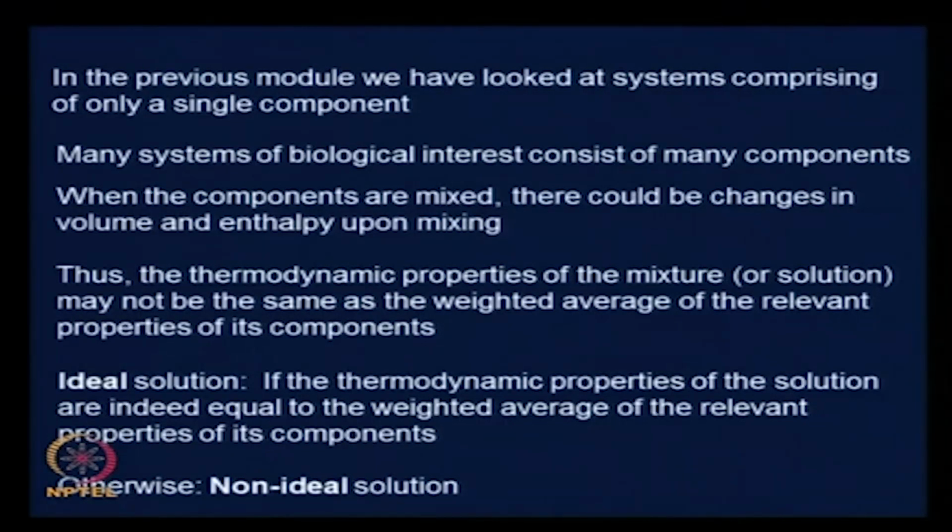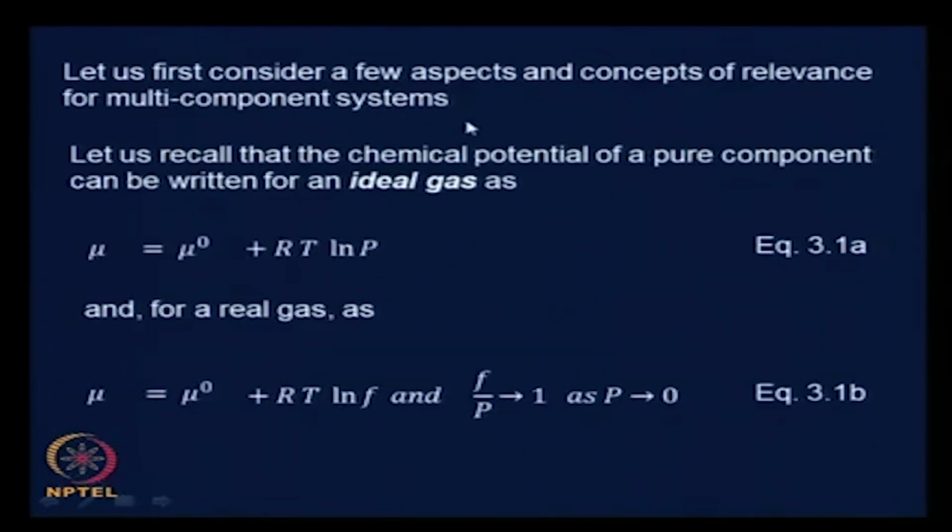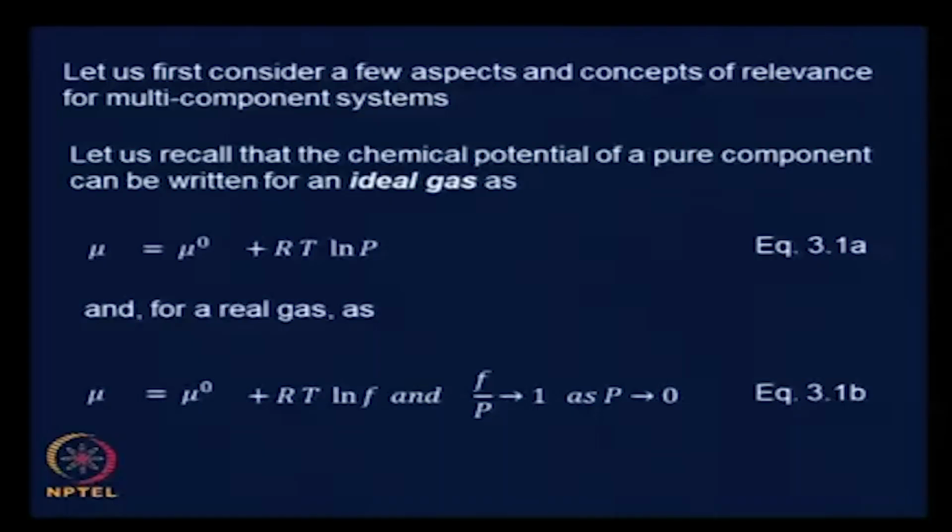We said that we have an ideal solution. An ideal solution is one where the thermodynamic properties of the solution are equal to the weighted average of the relevant properties of the components, which may not always be the case. When it is not equal to the weighted average, it becomes a non-ideal solution, which is the usual case. And then we said we will look at a few aspects and concepts of relevance for multi-component systems.